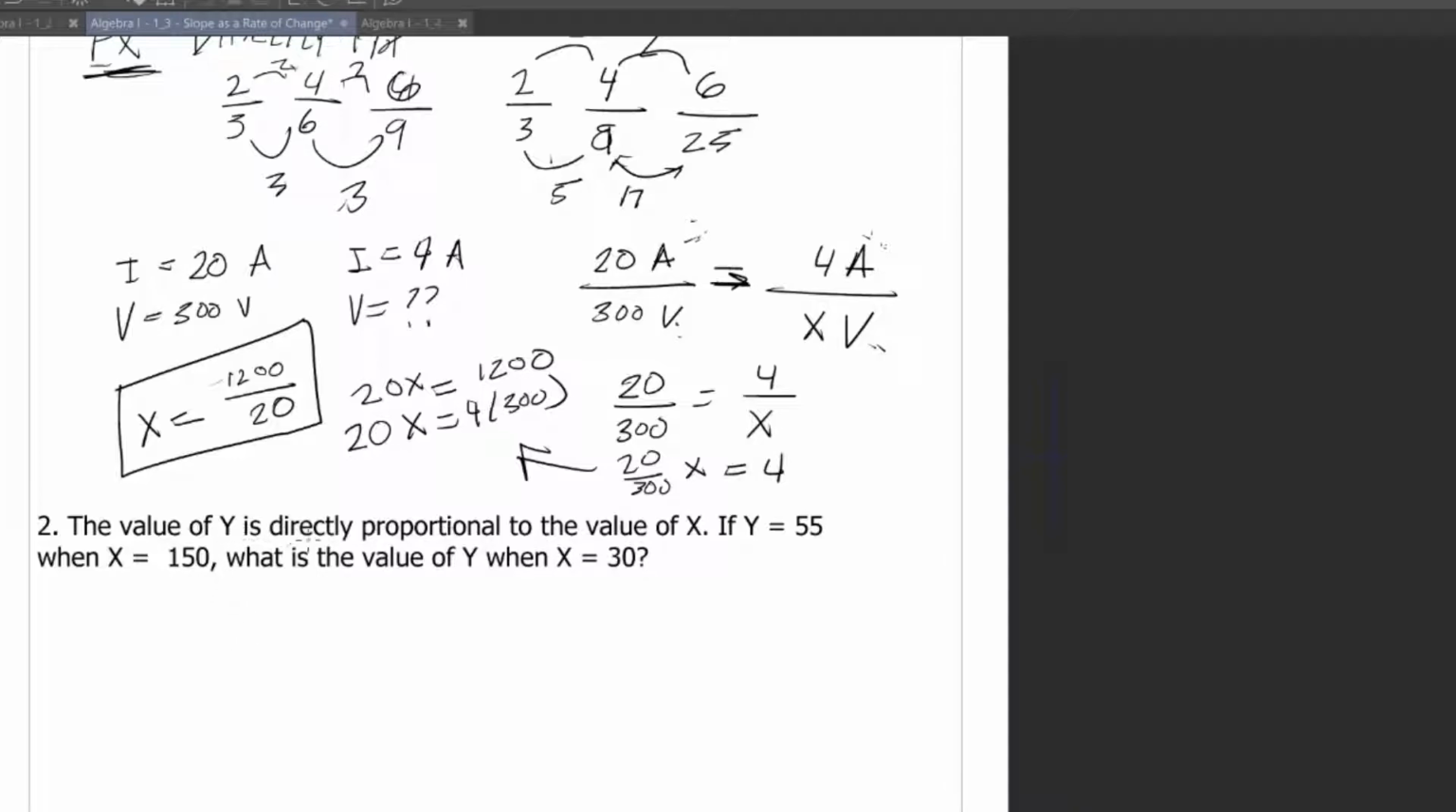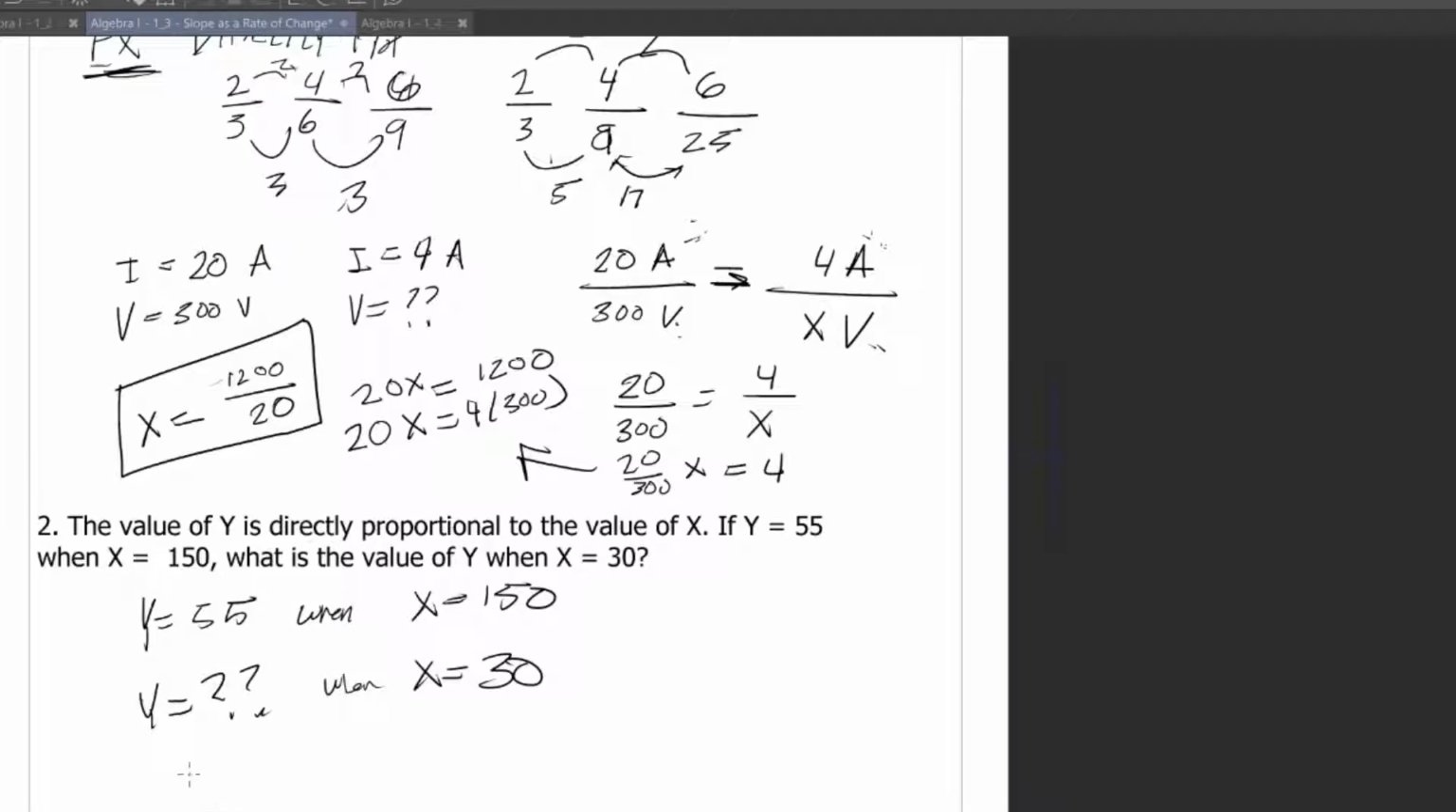The value of y is directly proportional to the value of x. So the same thing as in this first question. Looking at problem 2. If y is 55 when x is 150, what is the value of y when x is 30? Right. Okay. So we will have if y equals 55 when x equals 150, what does y equal when x equals 30?